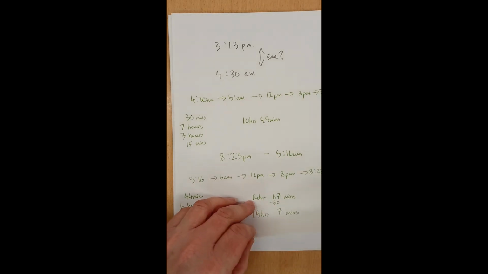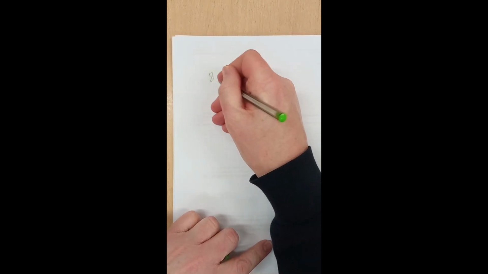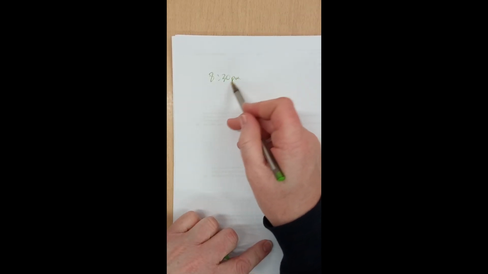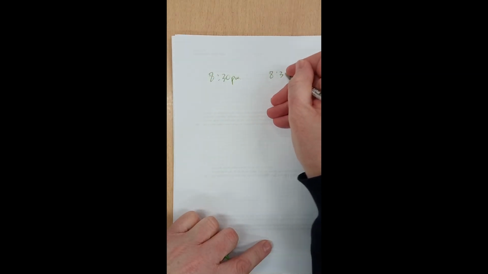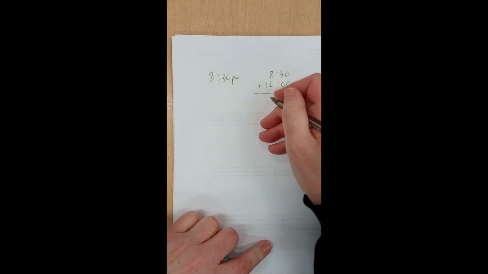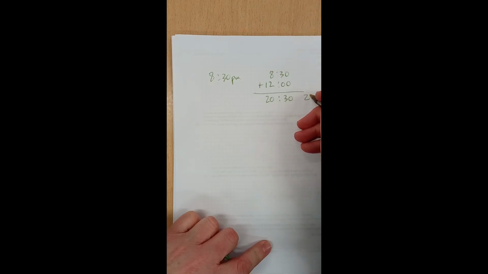Now I'm going to show you how to do 24-hour time. So this is 8:30 p.m. If you don't want to write the p.m., all you have to do is add 12 to it. So 8:30 plus 12, and you get 20:30. And that is in 24-hour time.